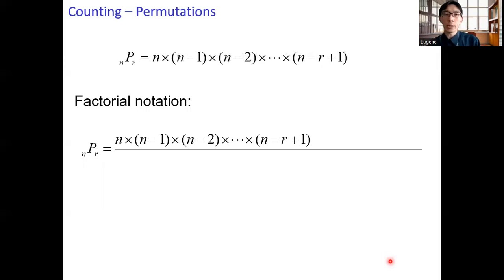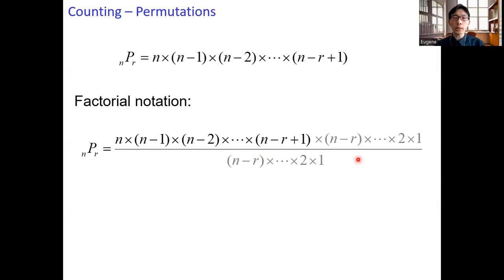So let's take a look at the formula. nPr is equal to n by n minus 1 by n minus 2 by up to n minus r plus 1. And now I'm going to multiply an expression to both the numerator and the denominator. The expression is n minus r times n minus r minus 1, and then until by 2 by 1.